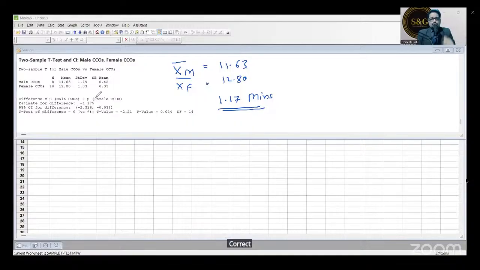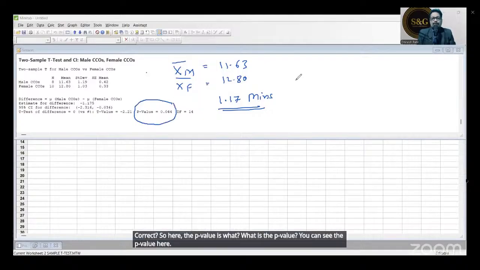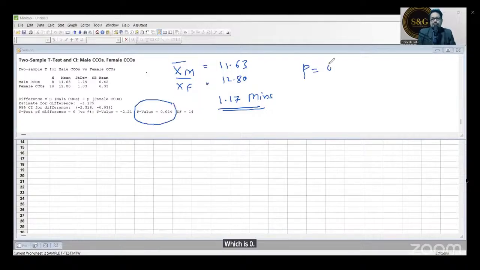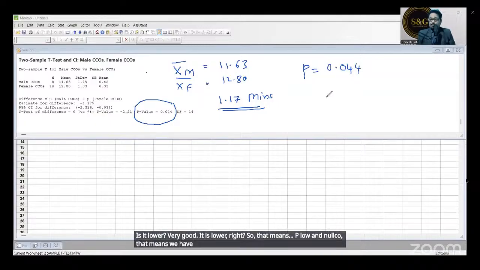So here, what is the p-value? You can see the p-value here is 0.044. Now tell me, is it lower than 0.05? Just give me yes or no in the chat box. It is lower, right? So that means P low, null go. That means we have to reject the null hypothesis.